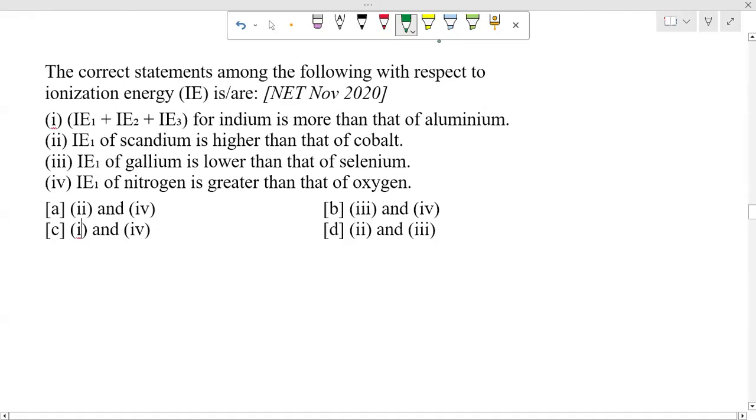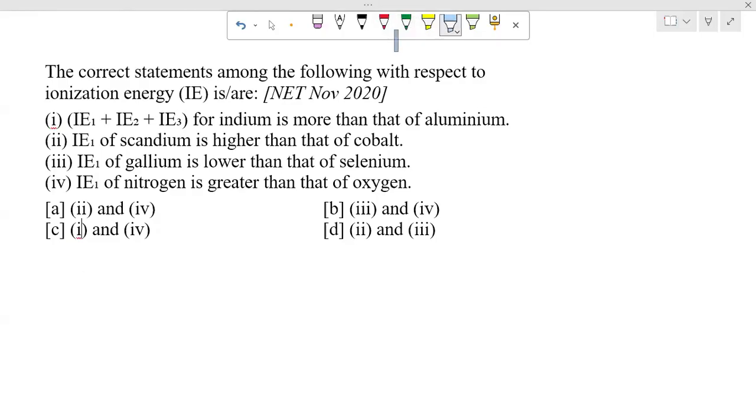Statement type questions asked in 2020. The correct statement among the following with respect to the ionization energy. First one: the sum of the first, second, and third ionization energies for indium is more than that of aluminium.